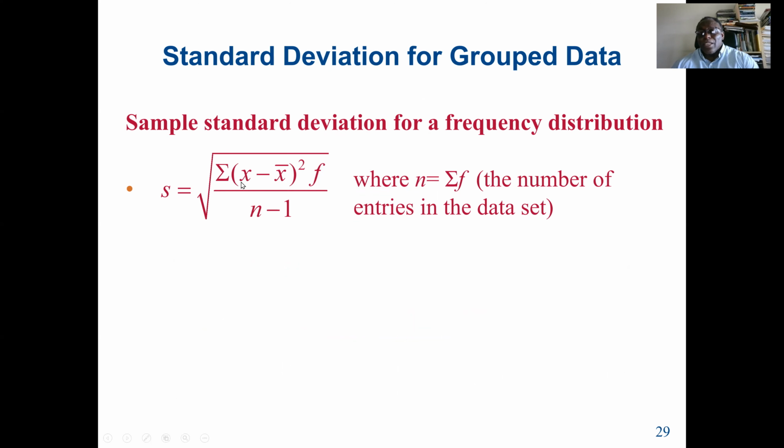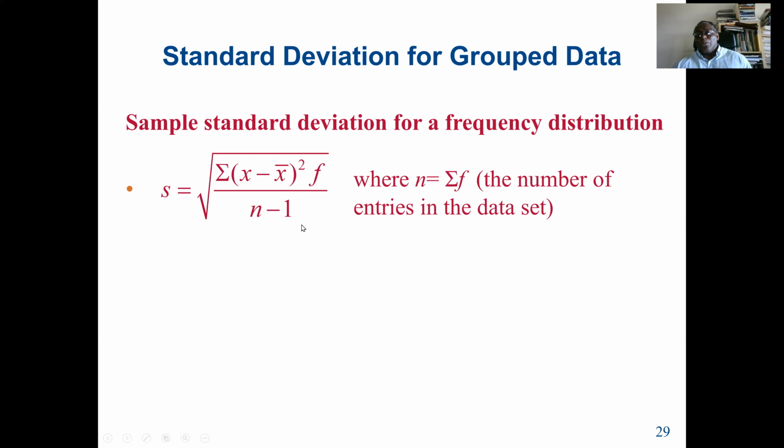If 2 appears 10 times, I don't want to say 2 minus the mean all square plus 2 minus the mean again all square plus, 10 times. No, just take only 2 minus the mean all square, then multiply by 10 if the 2 appears 10 times, or multiply by any number of times the x appears. And that's what we call the group data. Then we still divide by n minus 1.